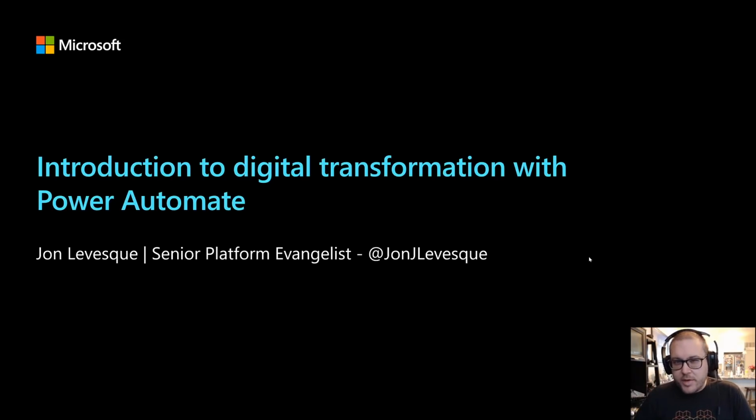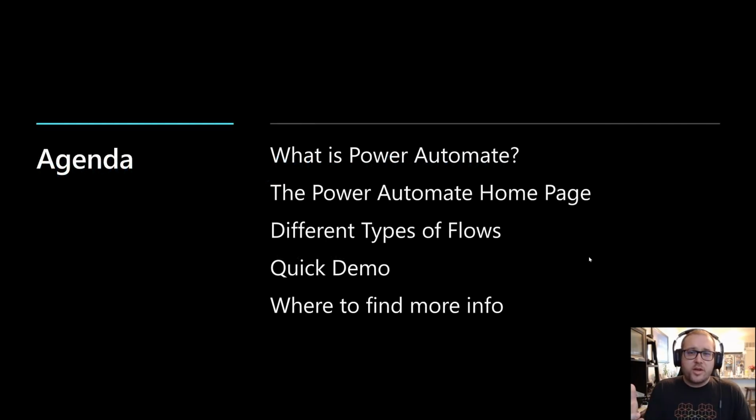So what's today look like? What are we going to talk about? First, we're going to talk about what is Power Automate for those of you who are not familiar. Then we're going to walk through the Power Automate homepage together. I'm going to show you the various parts, point out the important bits. Then we'll get into building a flow and talking about the different types of flows. I'll then show you a quick demo of our newest kind of flow, a UI flow, also known as RPA. Then I'll finish out with where you can find more info to keep your learning journey going, because our time here is short. So let's go ahead and jump right in.